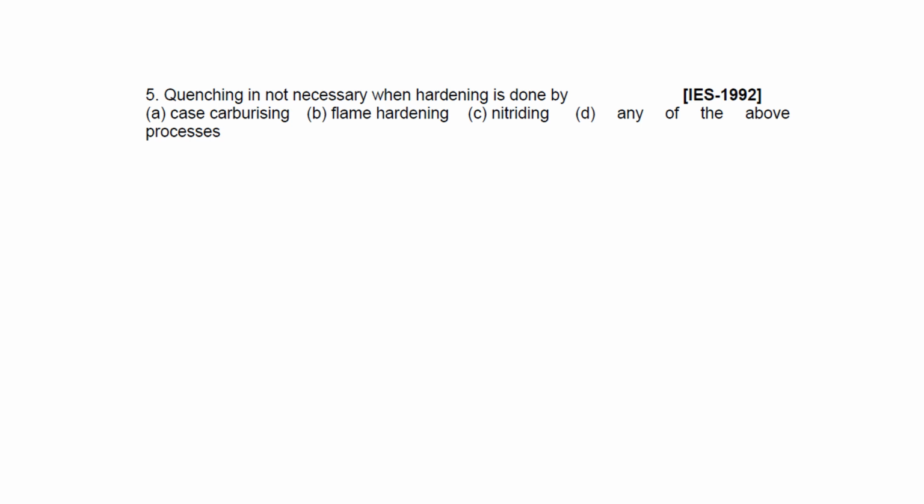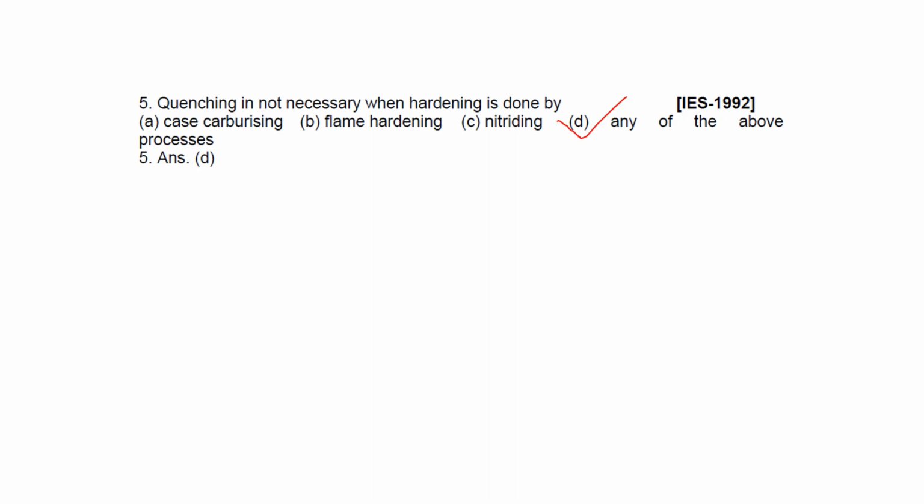Next question: quenching is not necessary when hardening is done by case carburizing, flame hardening, nitriding, or any of the above processes. This is actually D, any of these three will work. Case carburizing, flame hardening, nitriding, so any of the above. All are correct, I mean D. Any one you can use for hardening.